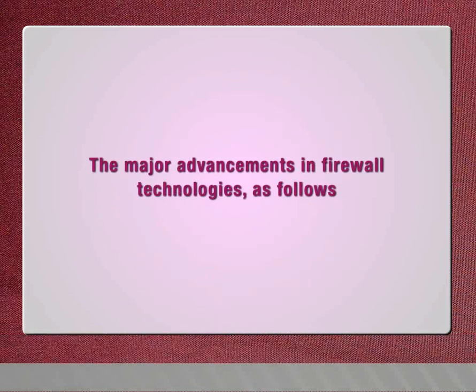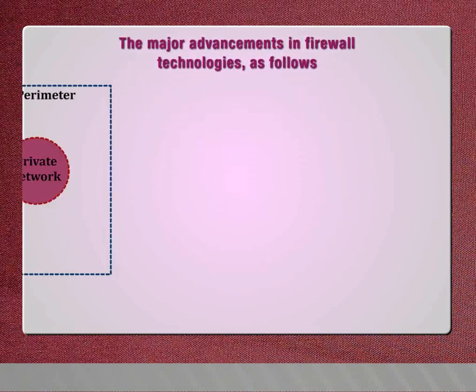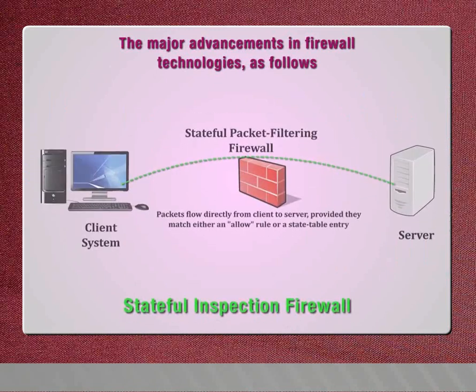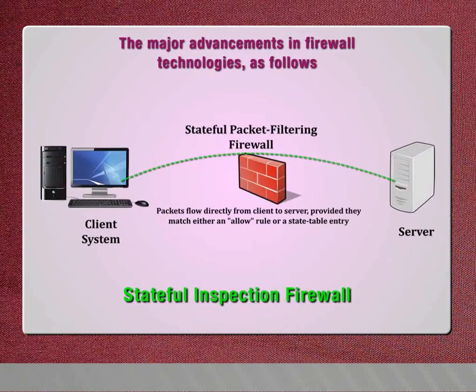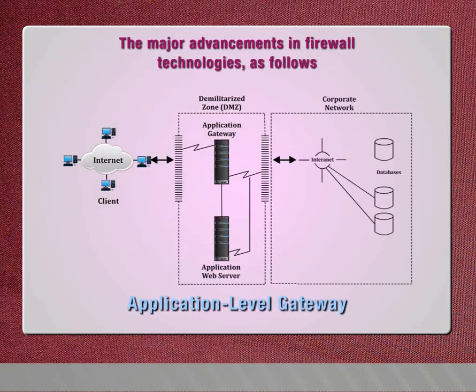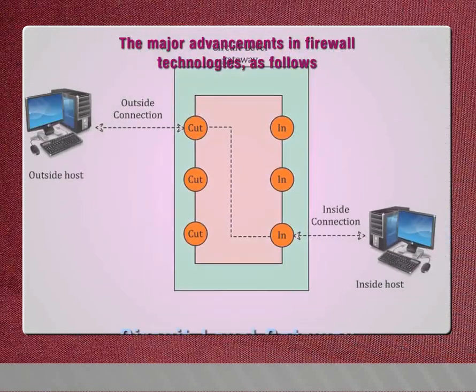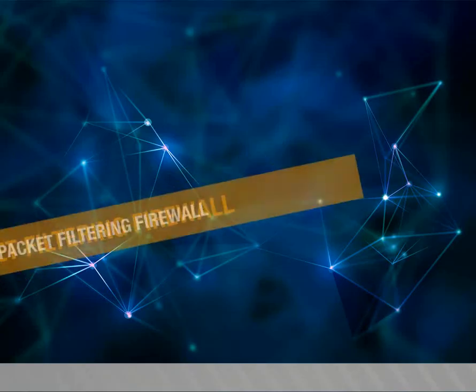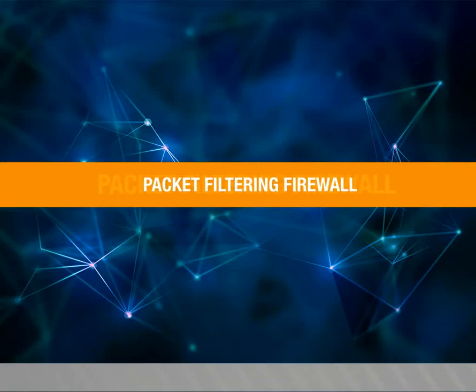The major advancements in firewall technologies are as follows. Packet filtering firewall, stateful inspection firewall, application level gateway, circuit level gateway. Packet filtering firewall. In this animation, we are going to learn about packet filtering firewall.